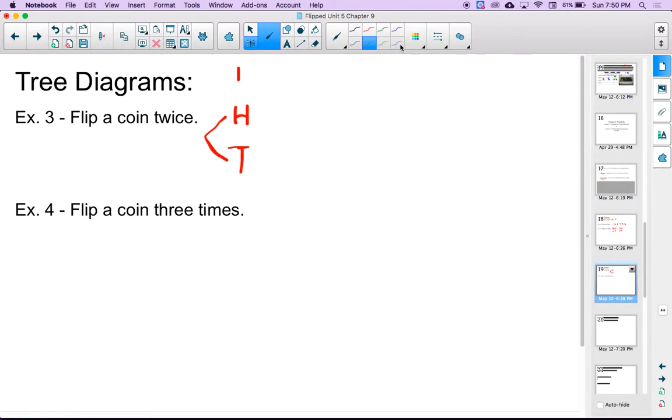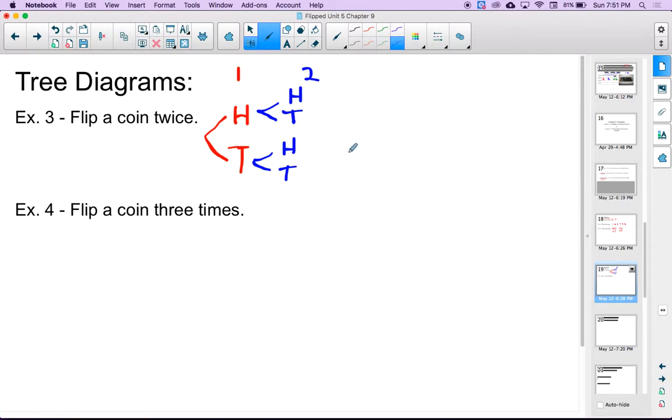Now I'm going to focus on my second flip. In my second flip, I'm doing this flip after my first flip. If I had gotten heads on the first flip, now I could still get heads or tails on my second flip. If I had gotten tails on the first flip, I could still get heads or tails on the second flip.